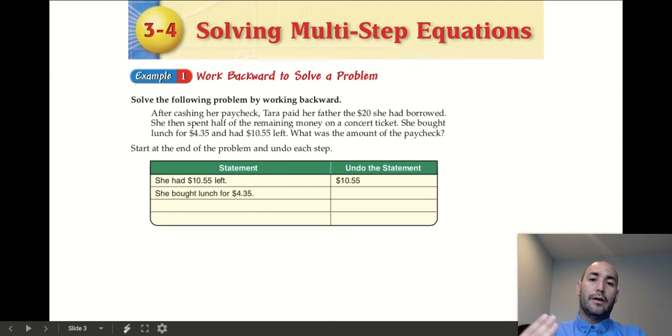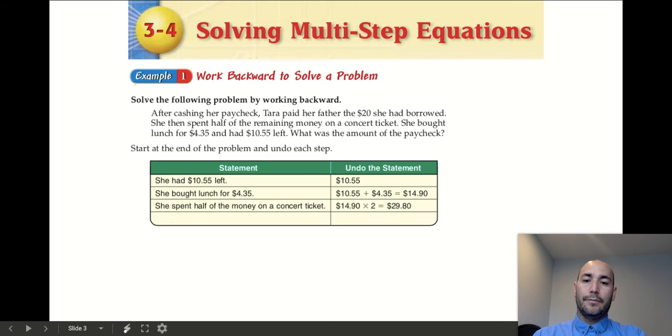Then the last thing she did was she bought lunch for $4.35. So we're going to add that back into the original amount, right? Because if she spent it, we're going to add it back if we're working backwards. Next, she spent half of the money on a concert ticket. So if half of her money was spent on the concert ticket, that means we have to double what she had, the $14.90, because the other half had gone to the ticket. So if we double it, that'll undo doing half of something.